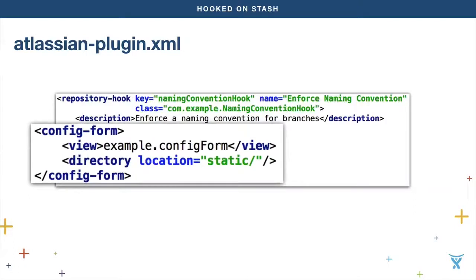And finally, as mentioned, we need a regular expression to configure this hook. So we've added a configuration form. There are two important bits of information here: the view, which is the template that's going to render our configuration form, and the directory, which is where the template's contained.